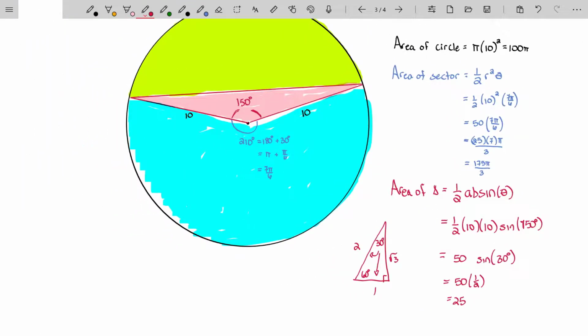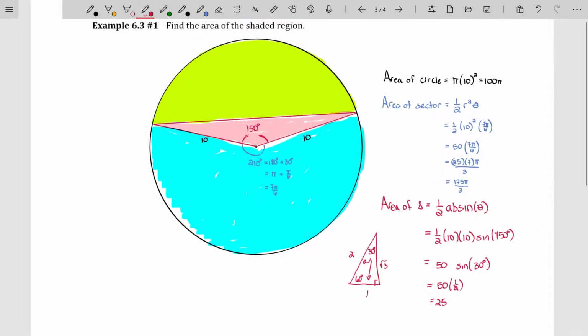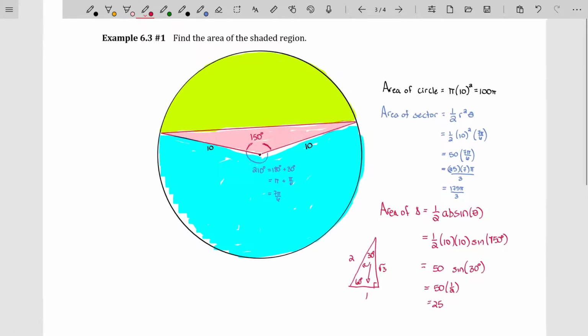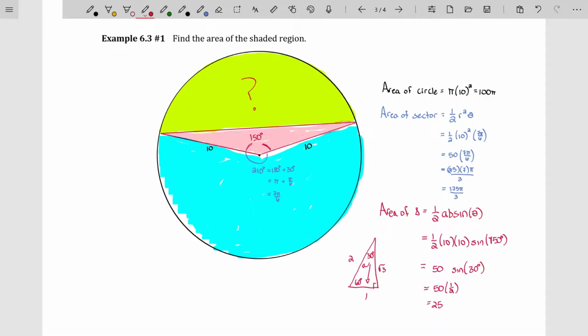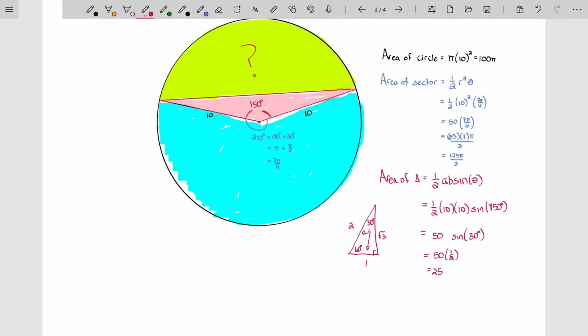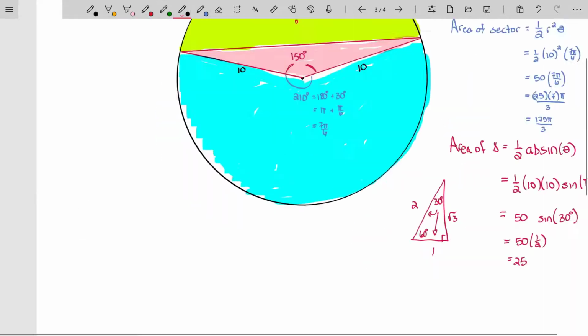So we want to take the full circle, subtract off the blue region, subtract off the red region, and then we'll have the area of the yellow region. We want this area. So area, I'll write it in black now.